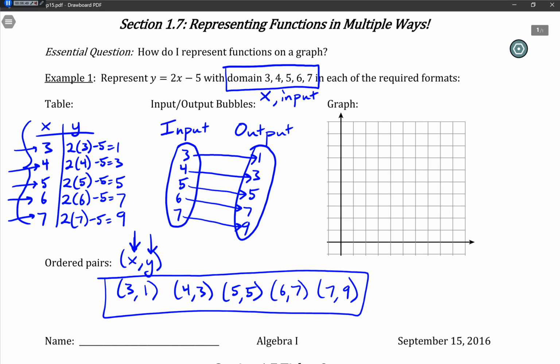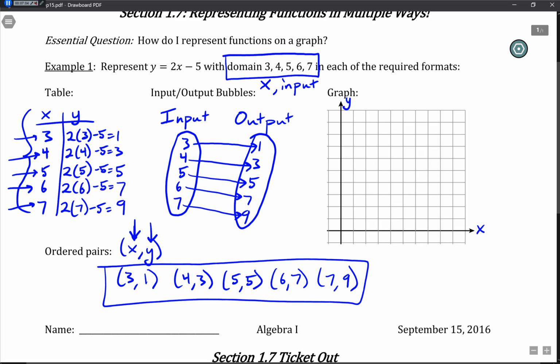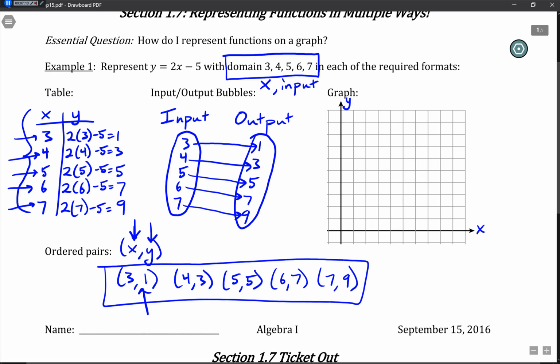The last task we have is to graph. Now, if you remember, the x-axis is the horizontal one, and the y-axis is the vertical one. So what I'm going to do is take each of these ordered pairs, and I know that the x comes first. So if we're looking at 3, 1, I'm going over, starting from the origin. Don't know if you remember, but this is called the origin. Starting from the origin, I'm counting over 1, 2, 3, and going up 1.